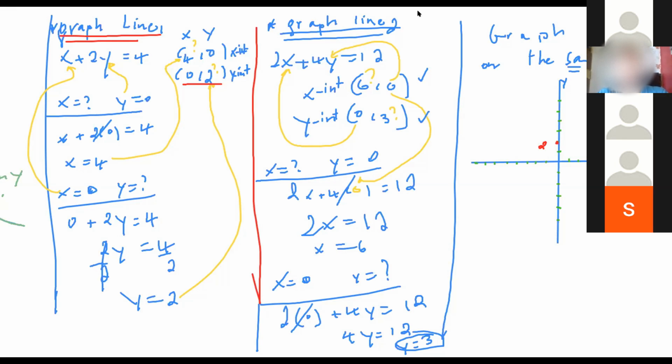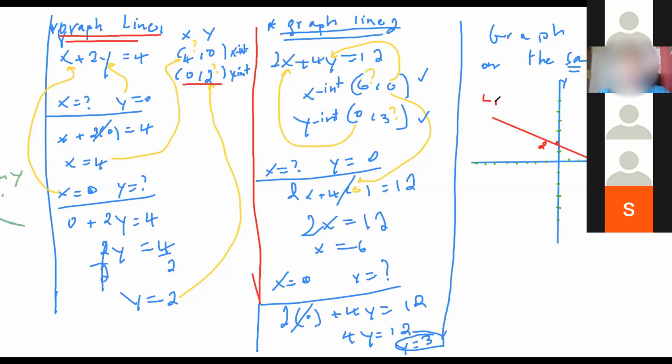Let's graph that line. I need a straight line like this. Okay, let's call this line 1.